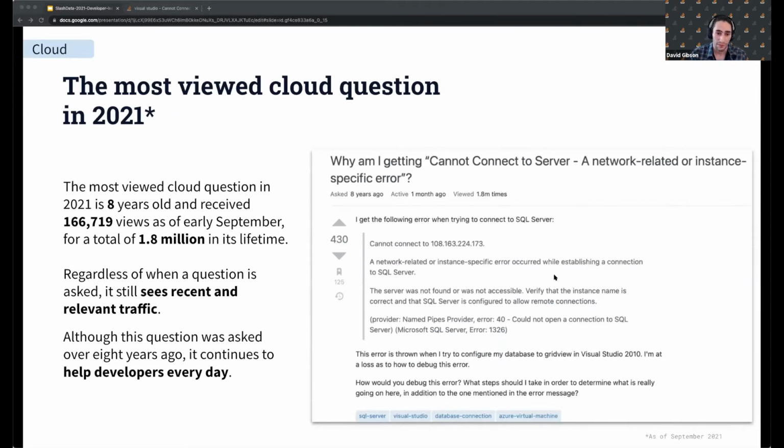Another really interesting thing that we can pull out of this is seeing what the most viewed content is on the website. This question here was the most viewed cloud-related question in 2021. What's really cool here is that this question was actually asked 8 years ago, but this year, almost 200,000 developers have viewed it. So even though it is relatively old, it is still adding value to the site. And that's something that we are really proud of: as users build knowledge on Stack Overflow, it's being reused by millions and millions of developers every day.